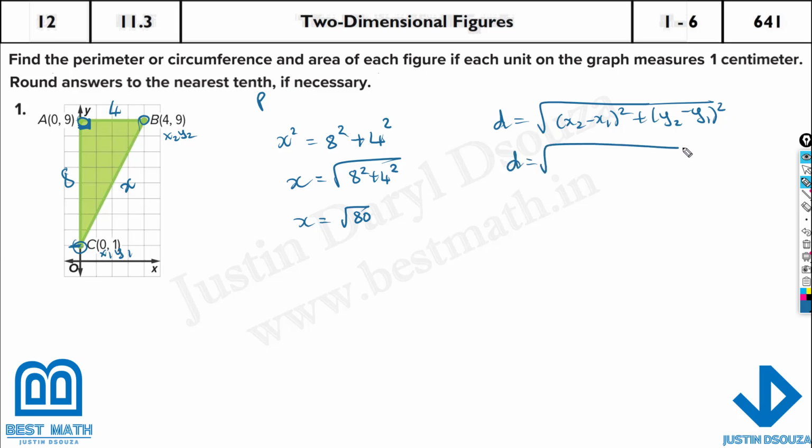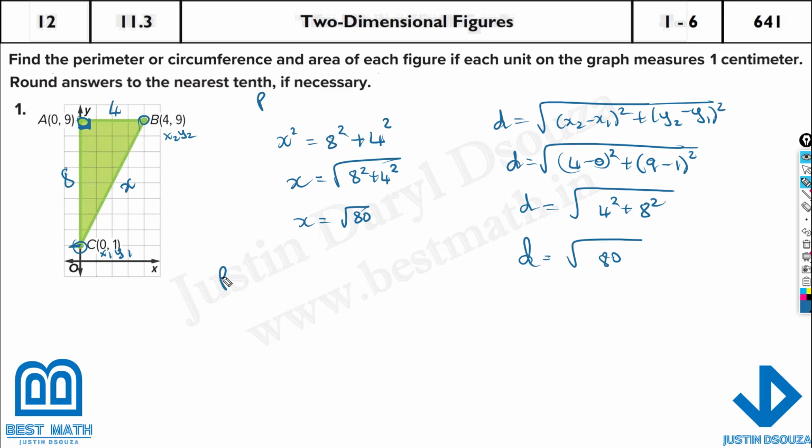Now substitute the values of x2 and x1. It's 4 minus 0 the whole squared plus y2, 9 minus 1, the whole squared. D will be equal to the square root of 4 minus 0 is 4 squared plus 9 minus 1 is 8, 8 squared. And it's the same thing, here we got 8 squared plus 4 squared. It'll be root of 80. So that's the way we can find the slanted height.